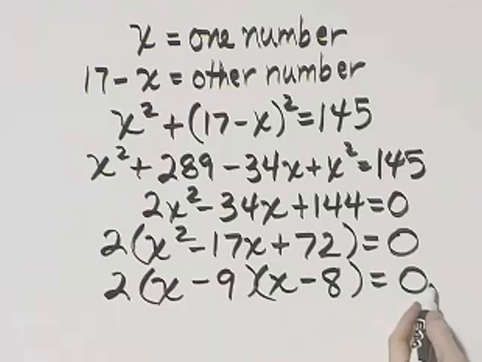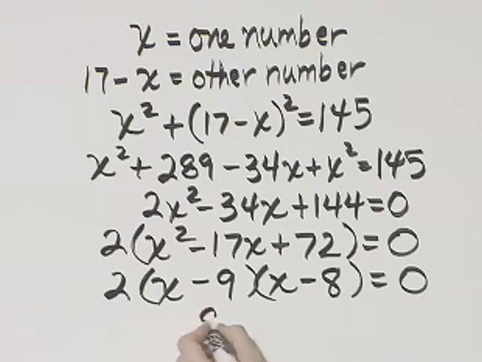Setting 2 equal to 0 will give you no solution since there's no variable. If you set this factor equal to 0, you get 9. If you set this equal to 0, you get 8. Now these are options for x.